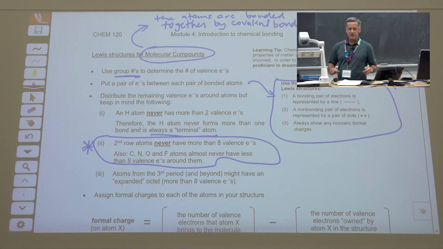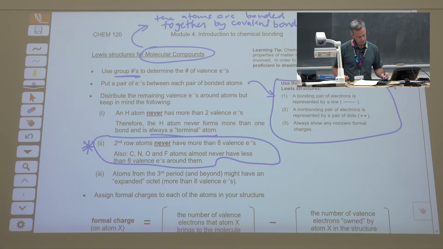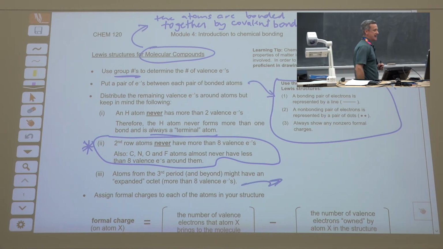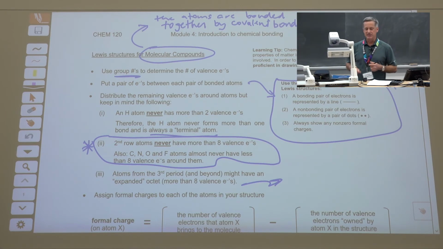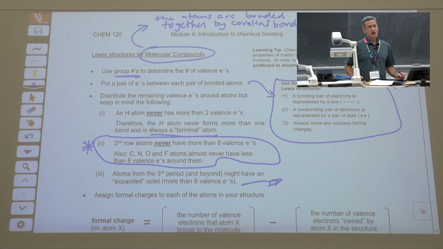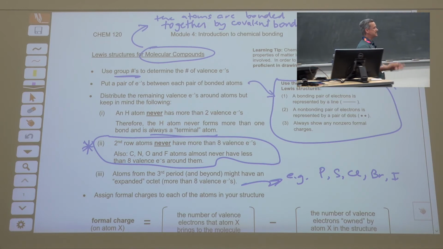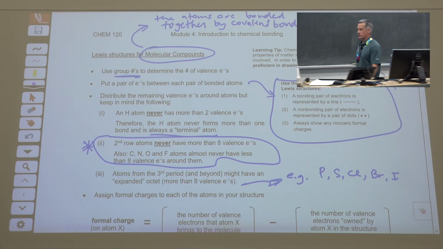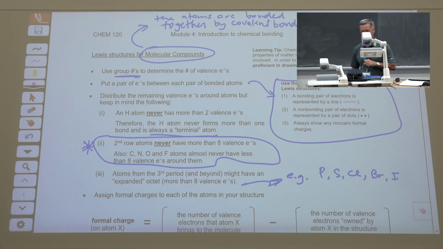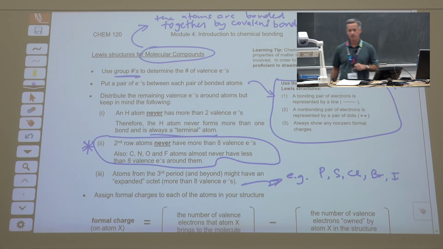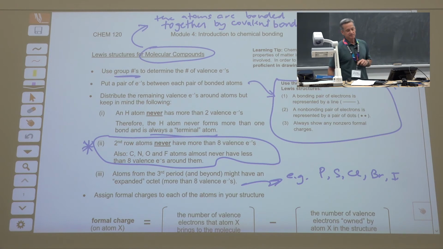Atoms from the 3rd period and beyond can have expanded octets. So you have to allow for that, or at least be open to the possibility. Where you see this fairly frequently is especially with atoms like phosphorus, sulfur, chlorine, bromine, and iodine. These are elements that we frequently see in structures where the best structure we can draw will actually put an expanded octet around those atoms. Okay. All right, so there's some guidelines.